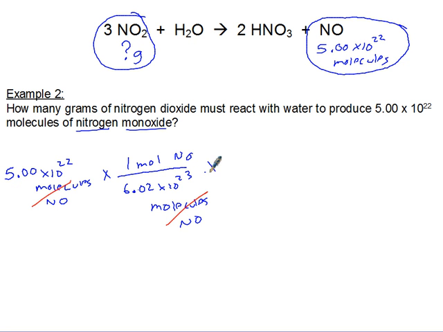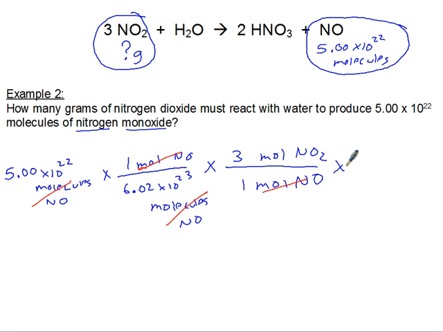And I need to get to moles of nitrogen dioxide, so I use the mole ratio. So we know in 1 mole of nitrogen dioxide, there are 3 moles of nitrogen dioxide. And I use the mole ratio right here. And my units do cancel out, so moles of NO cancel out with moles of NO.